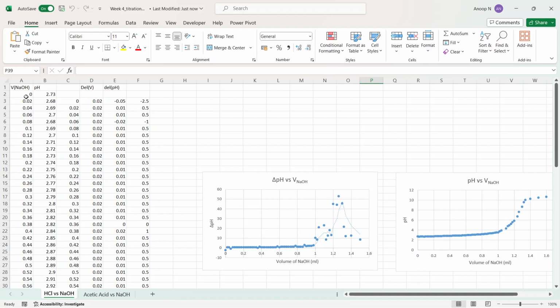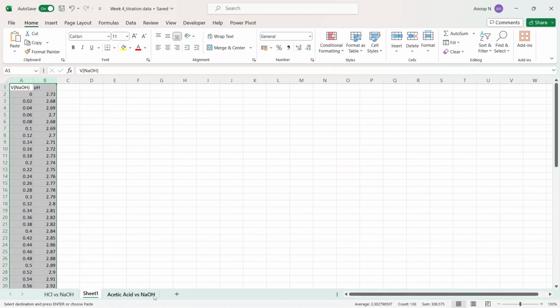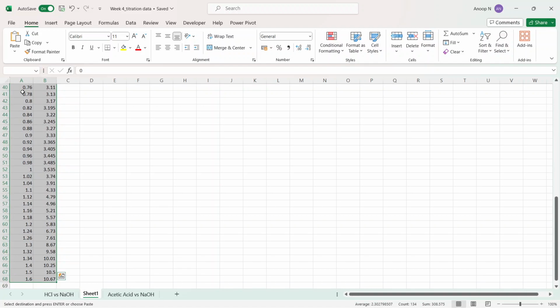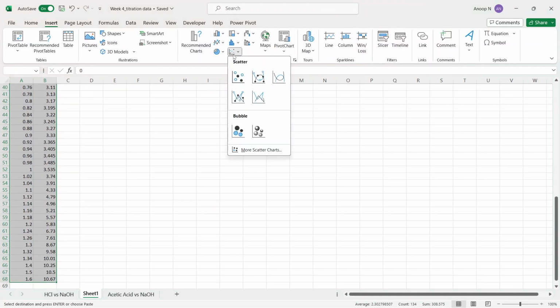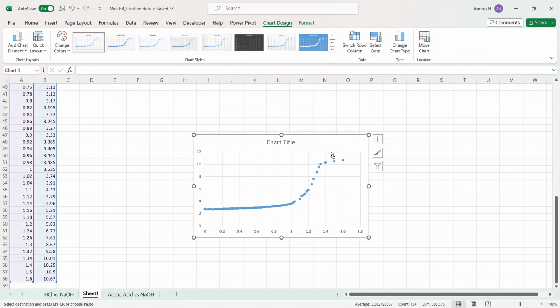Initially we have the volume of NaOH. Sir was adding 0.02 ml and measuring the pH. So what we have from the experiment is volume of NaOH and pH. From that, how will we calculate? Let me copy these two columns, Control C, and put them in a new sheet. How will I plot? Just select it entirely, go to insert, scatter plot. Done. So this is the plot.